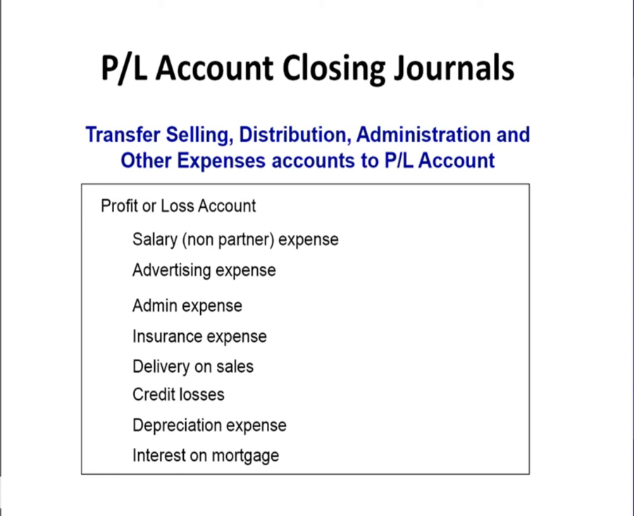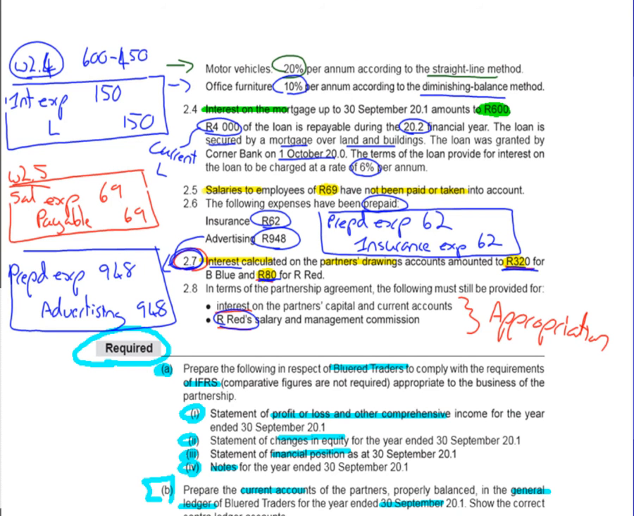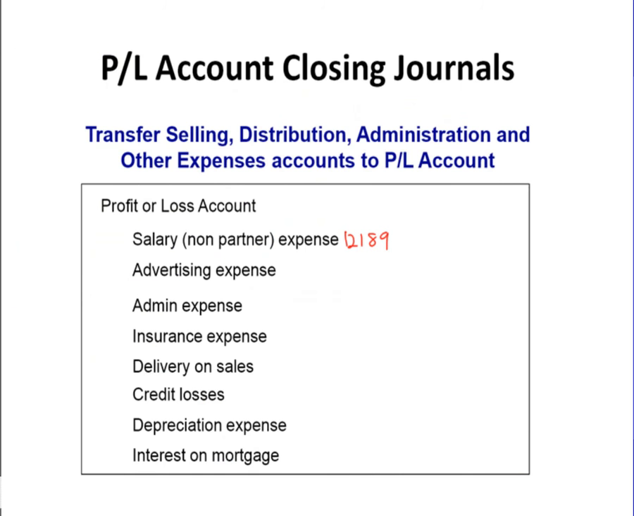The salary expense, I'm going to do in red, was 12,189 if I'm not mistaken. Let's have a quick look. Salaries was 12,189, but we had a little adjustment, didn't we? We did our debit salary expense 69. So let's pass that in here. 12,189 plus 69, which was working 2.5.